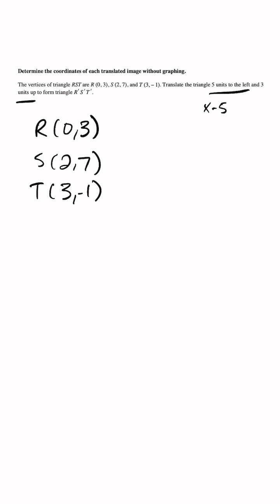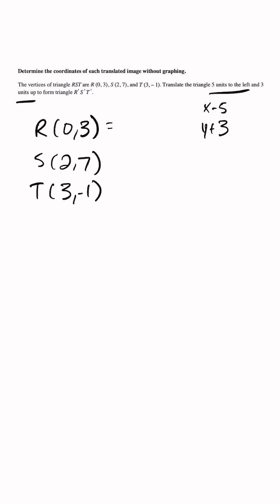And then they say that we're also going 3 units up. So that tells me that we're going to add 3 to our y value. So I'm going to put y + 3. Okay, those are our rules for this translation. So now we can just do that for each ordered pair to get our new coordinates.